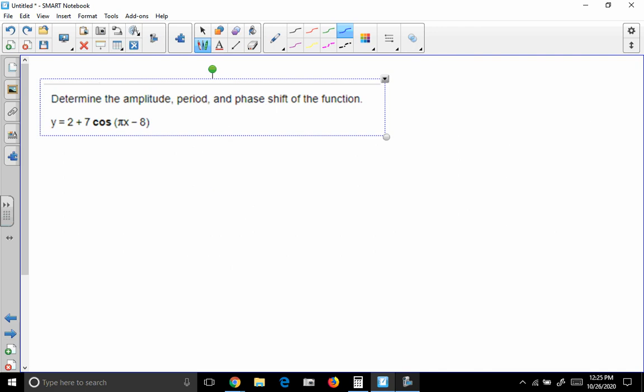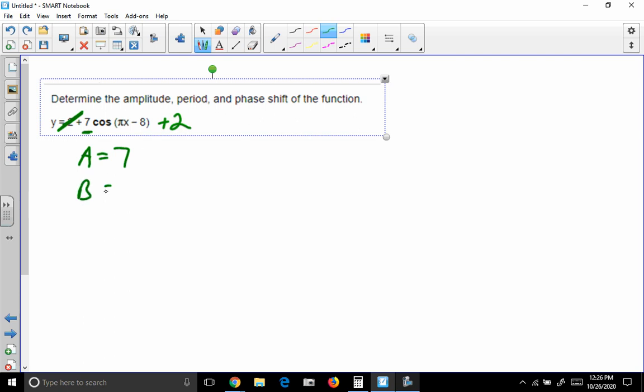All right, let's look at this one. The same rule applies for cosine. A is the coefficient. In the form we had it written in last time, the number added or subtracted was on the end, but it could be on the end or out front as long as it's a constant term.